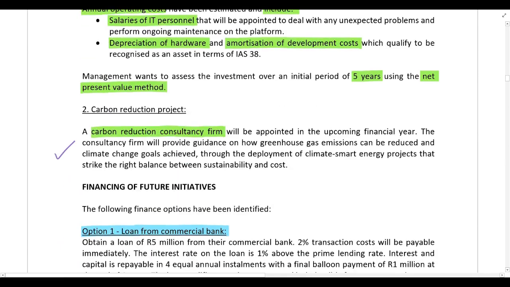However, you were told that a carbon reduction consultancy firm will be appointed in the upcoming financial year, so in the next financial year. And this firm is going to provide guidance on how greenhouse gas emissions can be reduced and how climate change goals can be achieved through the deployment of climate-smart energy projects that strike the right balance between sustainability and cost. So once this project is complete, we should see an improvement in greenhouse gas emissions in the future. All right, so that deals with all of the calculations.